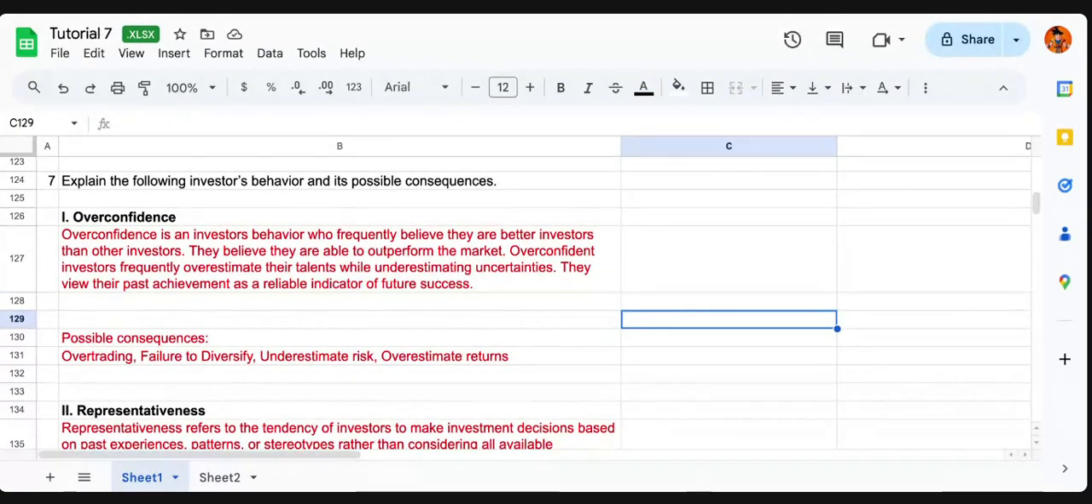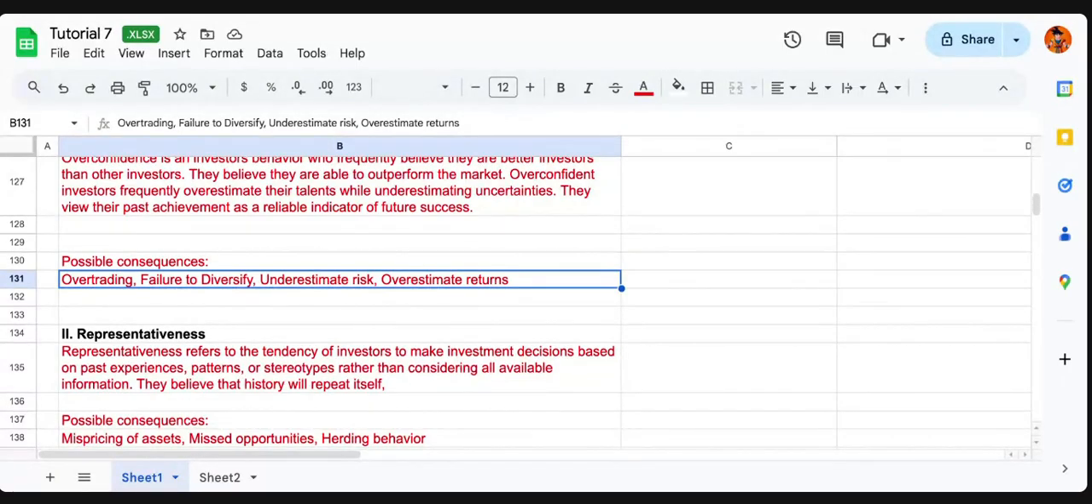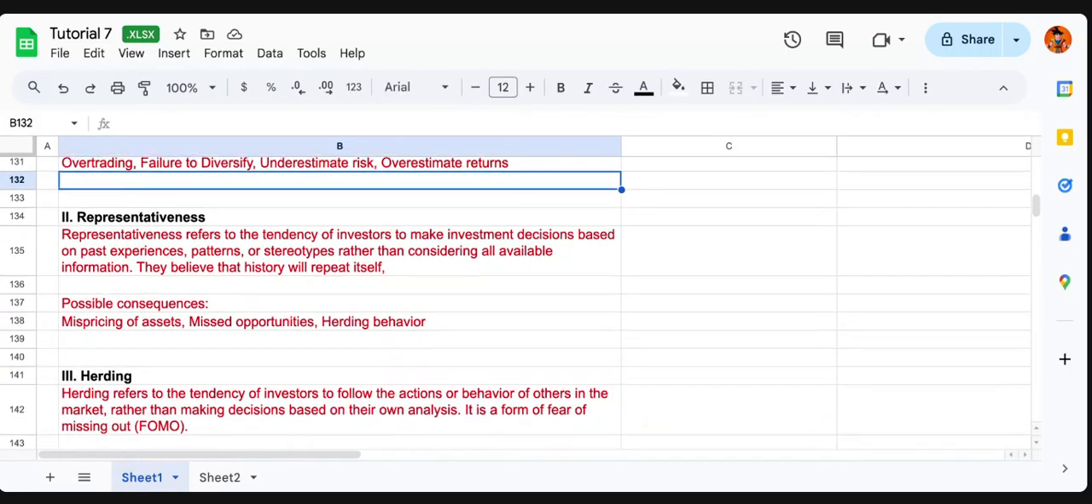So if investors have this, what will happen? The consequence is they will overtrade. They may do a lot of buying and selling because they believe their technique is correct. So at the end, they will lose money. And they may not diversify. From day one, we already told you one of the main things about investing is diversify. So they will probably not diversify, because they say, oh, I use this technique and I make money, so now I go all in. No diversification. They will underestimate the risk and overestimate their returns. So those are the possible consequences.